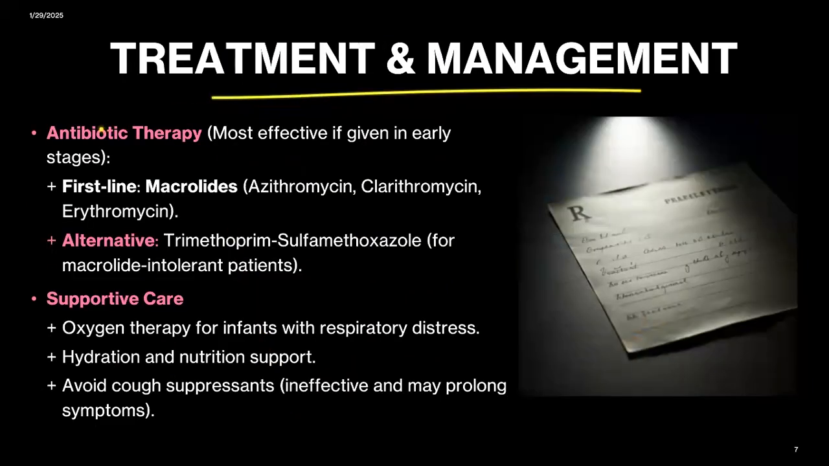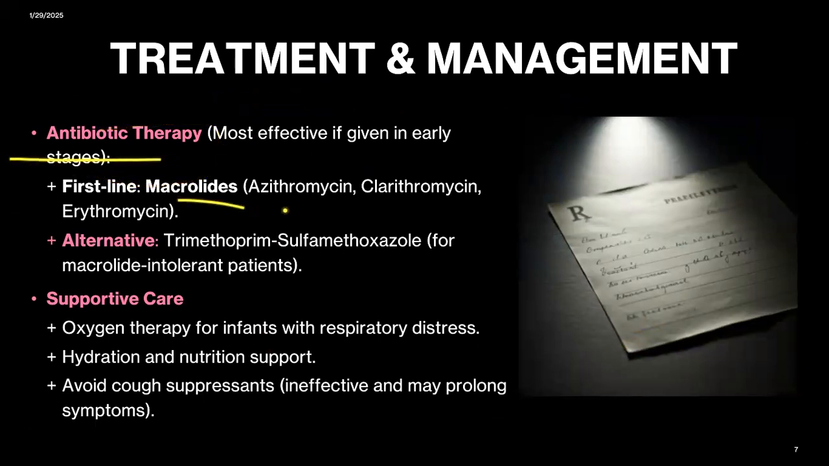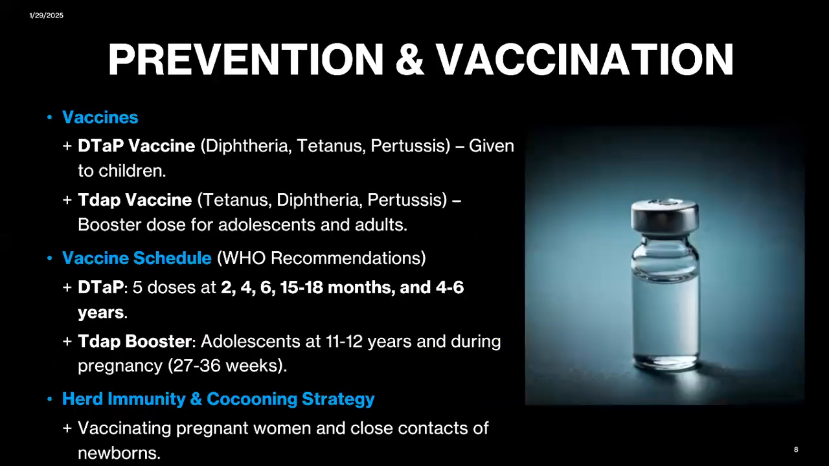Next, treatment. Antibiotic treatment is most effective if given in the early stage. First-line therapy is a macrolide: azithromycin, clarithromycin, or erythromycin. Alternative therapy is trimethoprim-sulfamethoxazole for macrolide-intolerant patients. Along with that, we give supportive therapy: oxygen therapy for infants with respiratory distress, and hydration and nutrition support. Avoid cough suppressants, as they are ineffective or may prolong the symptoms. But the final decision regarding treatment will be made by your local physicians.